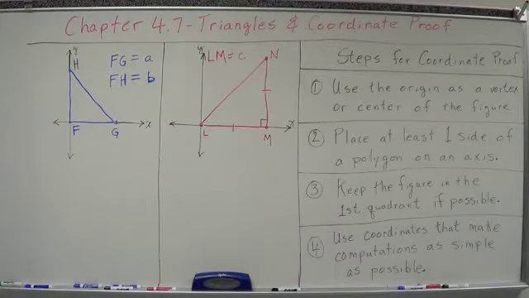Okay, triangles and coordinate proof. Now this is a little strange stuff. It's a little like a puzzle. What we're doing is we're putting triangles on a coordinate grid on an XY axis, and then we're trying to figure out what the coordinates of each one of those points would be, where we would put them. Now, where in the world would this be useful?